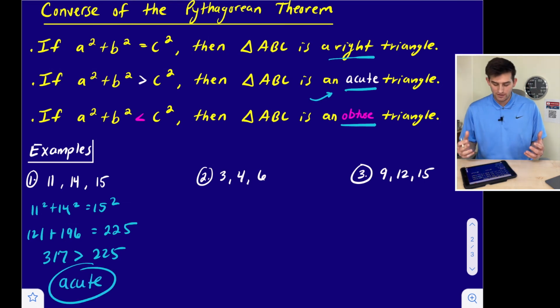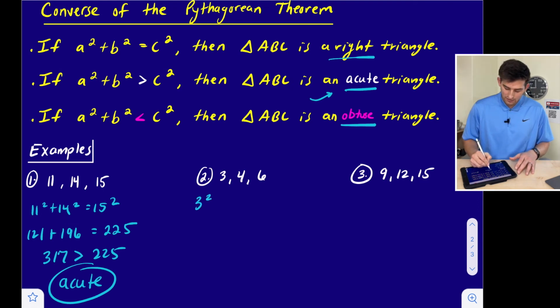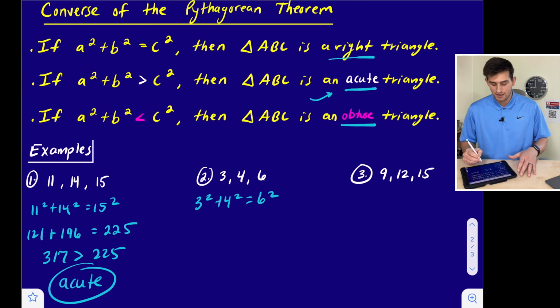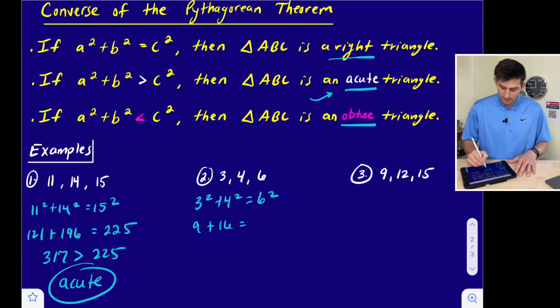Now let's look at 3, 4, and 6. 3 plus 4 is 7, greater than 6. 3 plus 6 is 9, greater than 4. 4 plus 6 is 10, greater than 3. So yes, this will make a triangle. Now let's plug in 3 squared plus 4 squared equals 6 squared. Just remember our largest number goes in the place of C. So we have 9 plus 16 equals 36. Does 25 equal 36? No, it does not, so we know it's not a right triangle. And we see 25 is less than 36, so that would give us an obtuse triangle.